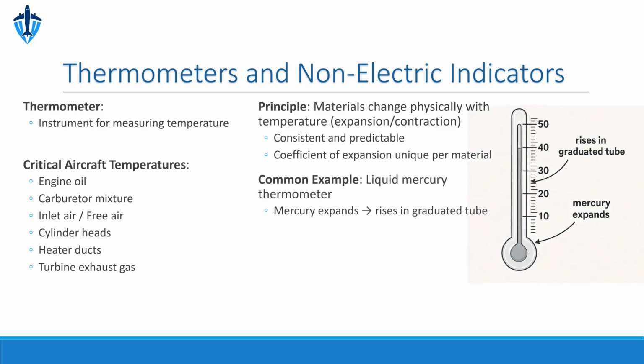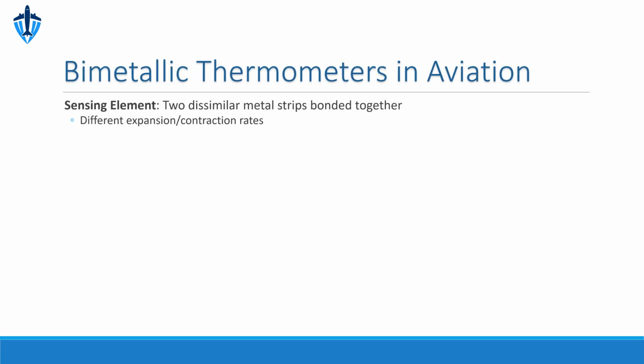The classic mercury and glass thermometer demonstrates this. Mercury expands with heat and rises in a calibrated tube to show temperature. However, despite its familiarity, the mercury thermometer has no place in aviation due to safety, durability, and precision requirements under flight conditions. The bimetallic thermometer is widely used in aviation.